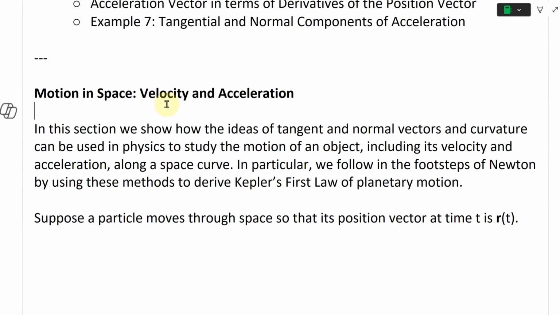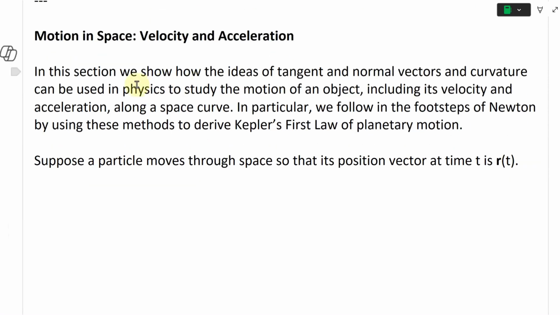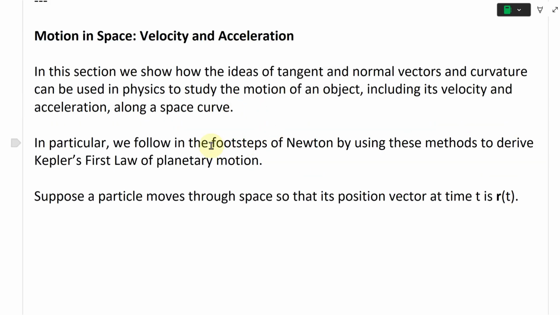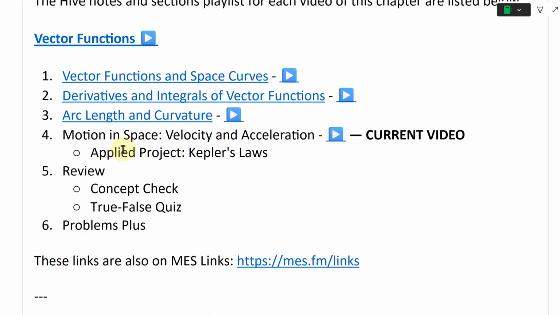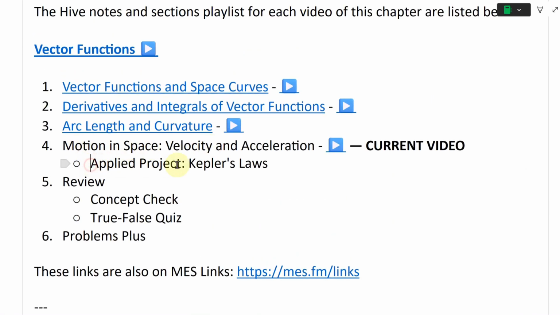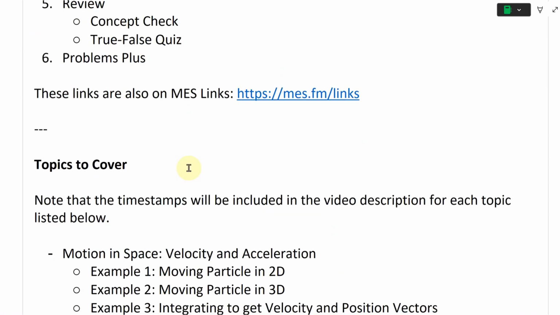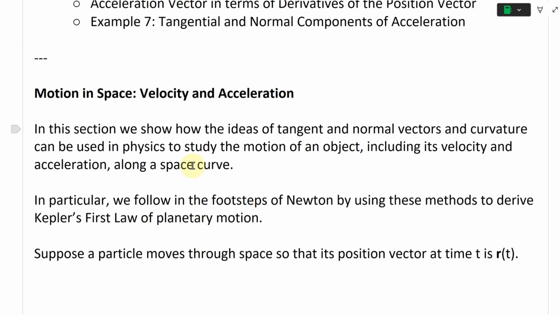Now let's go finally into the section: motion in space, velocity, and acceleration. In this section, we show how the ideas of tangent and normal vectors and curvature can be used in physics to study the motion of an object, including its velocity and acceleration along a space curve. In particular, we follow in the footsteps of Isaac Newton by using these methods to derive Kepler's first law of planetary motion. This will be in another video after this one, because this one is motion in space. After that, I'll do an applied project on Kepler's laws in a future video, so stay tuned for that.